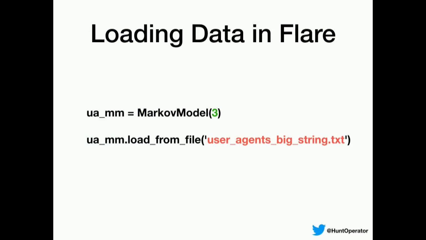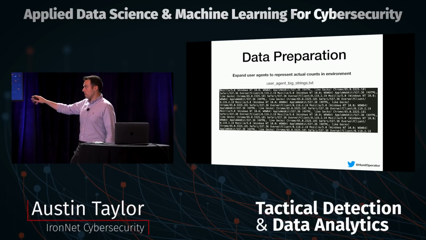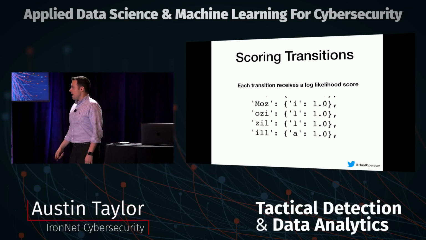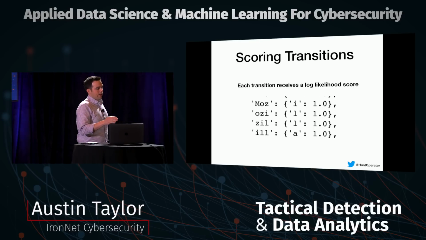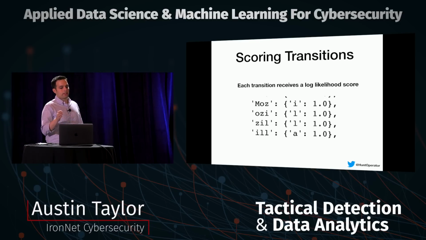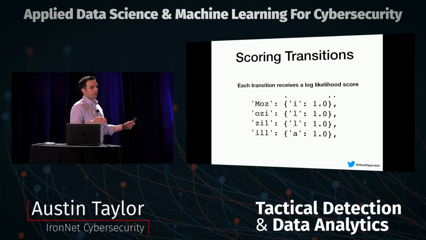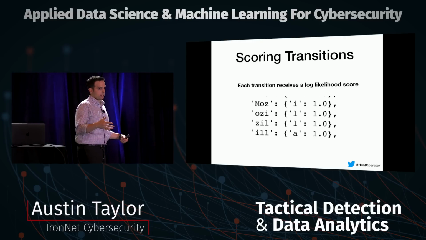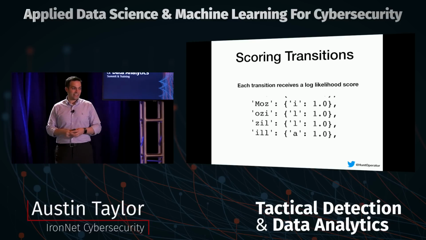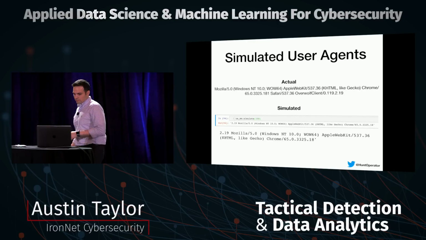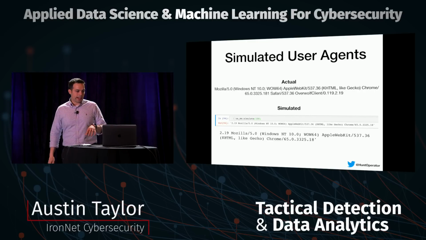So to train the data, you can use Flare. There's a Markov model class, and that number is the order, or you can think of it as the n-grams that we covered earlier. We're loading the data from this file. This is what the file looks like. And then each transition receives a log likelihood score. Like anytime I have the letters M, O, Z, the likelihood of it being followed by an I for my user agents is 1, which is 100% of the time, because this is Mozilla. So in user agent land, there's a high chance for that. So these are 2 user agents I have.